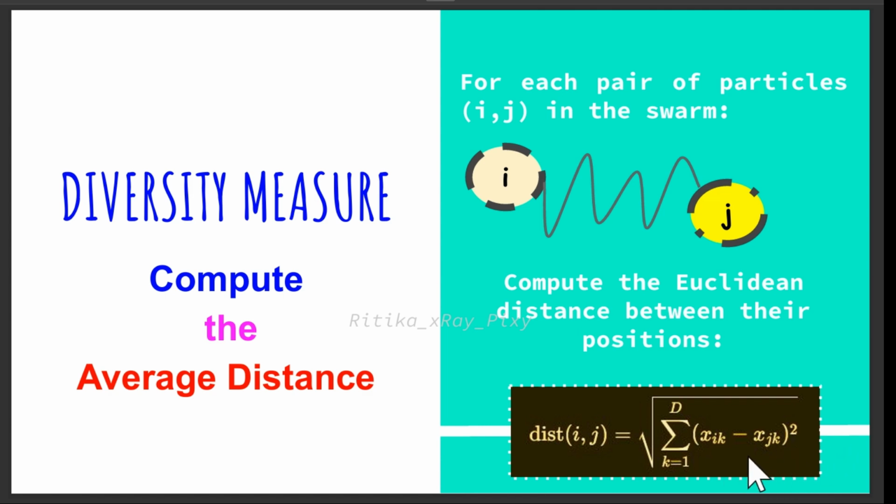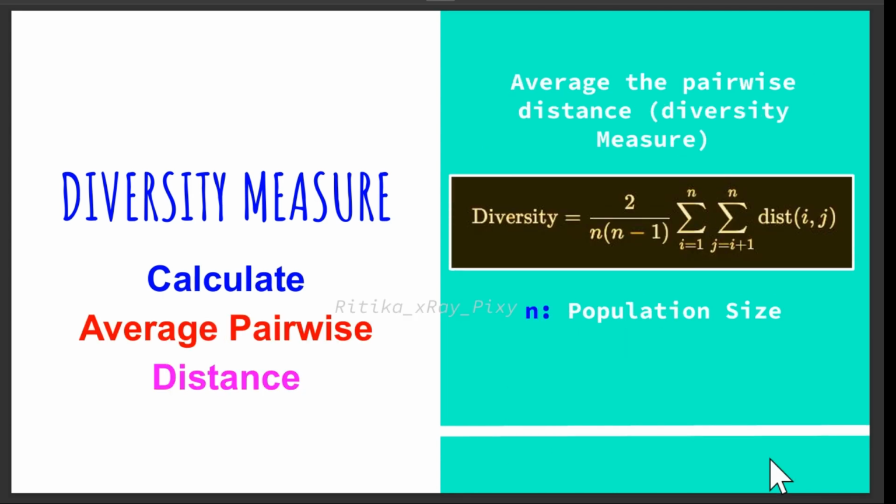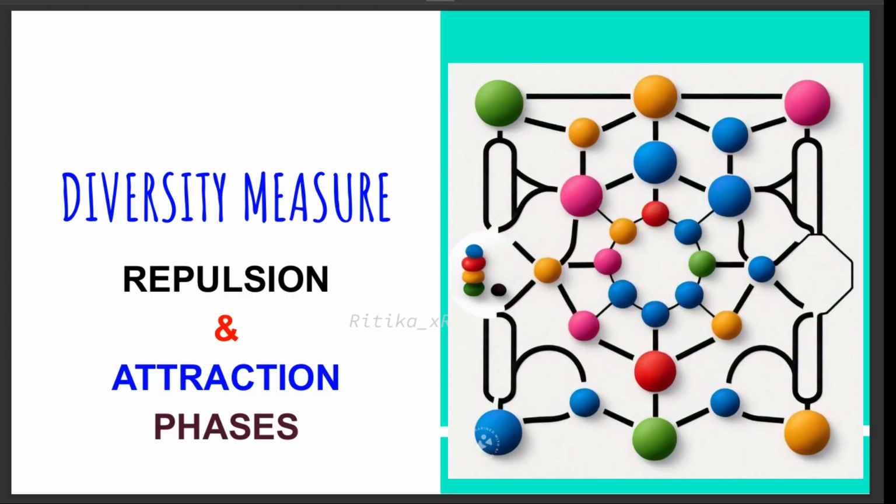You can see here using this x_ik and x_jk, they are the coordinates of the particles i and j in dimension k. D is the dimension of the problem. Second, we will compute the average distance, that is the average of the pairwise distances, to get the diversity measure using this. Diversity is equal to the average distance. Then we have the pairwise distance that we calculated.